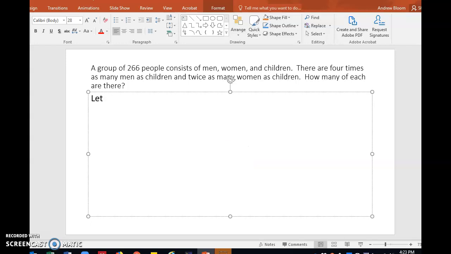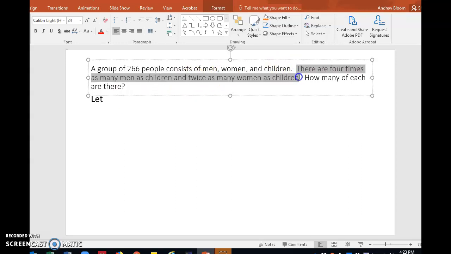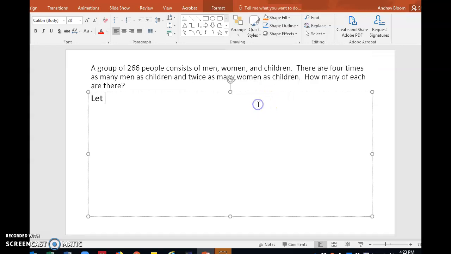So when I'm looking at what I'm going to assign my variables to be, I'm looking at this sentence here that says there are 4 times as many men as children and twice as many women as children. And what I see is that the number of men and the number of women are both written in terms of the number of children. So it makes sense to me that I'm going to define C to be equal to the number of children.